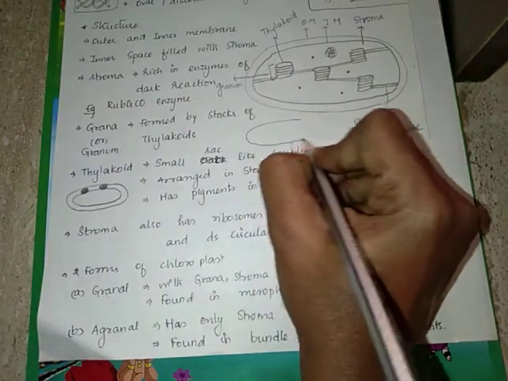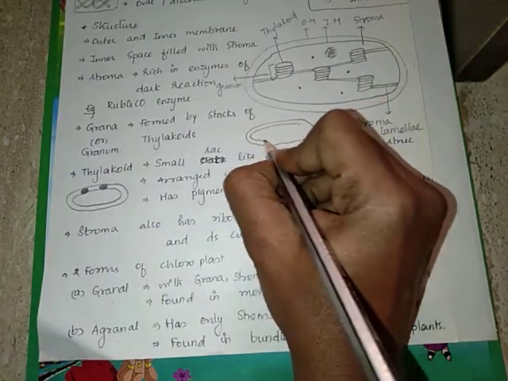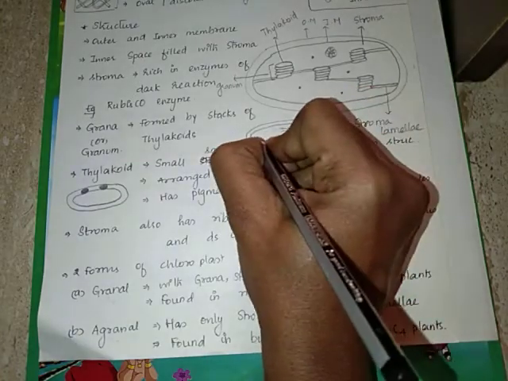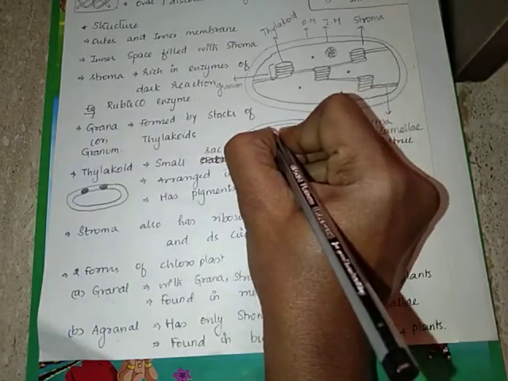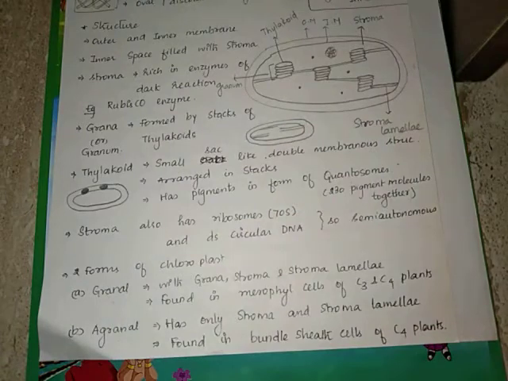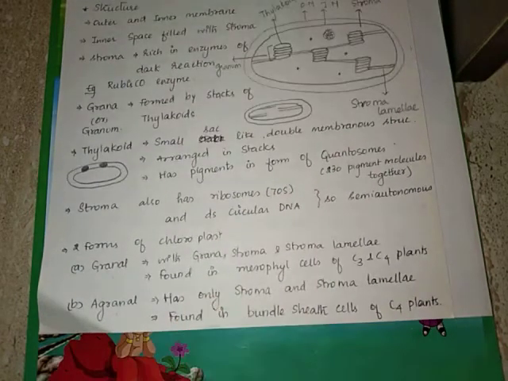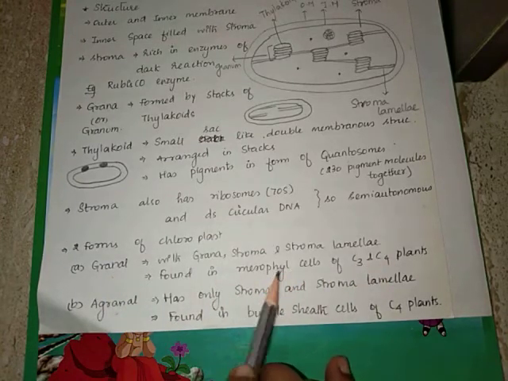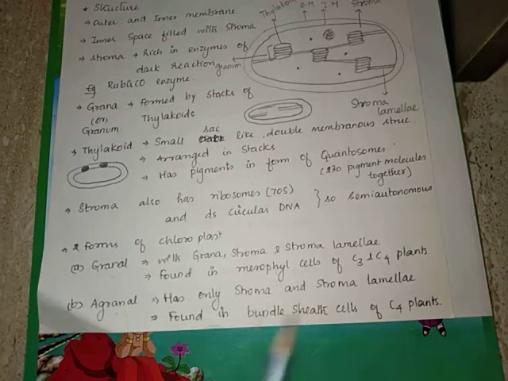Let me roughly show a structure. If this is the chloroplast, they would have only stroma lamellae inside them like this. So they will not have grana. Such a one you call an agranal chloroplast. I have also given their locations: granal chloroplast is present in the mesophyll cells of C3 and C4 plants, and agranal chloroplast is present in the bundle sheath cells of C4 plants.